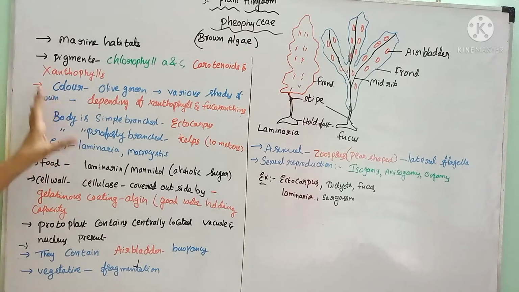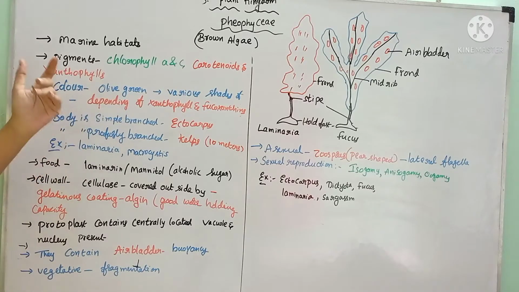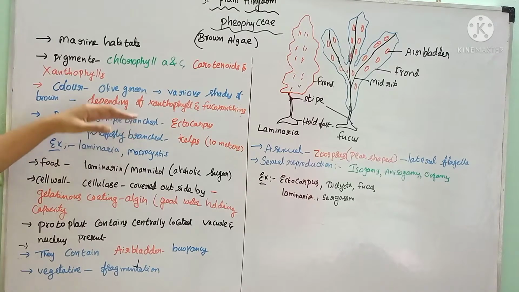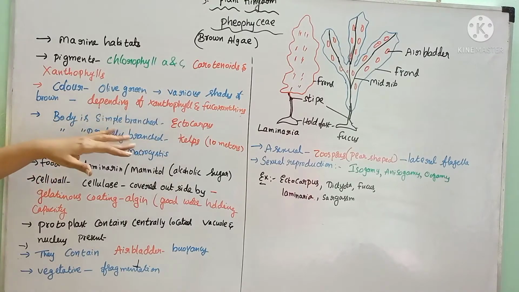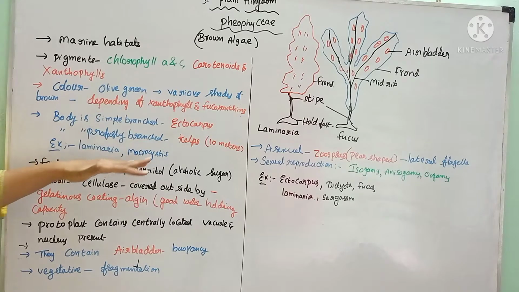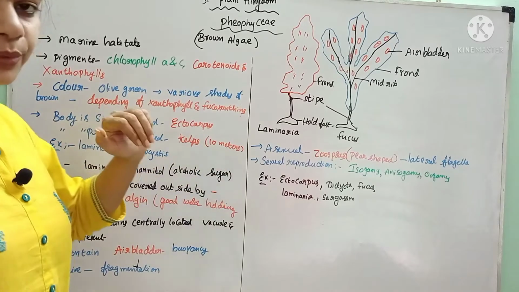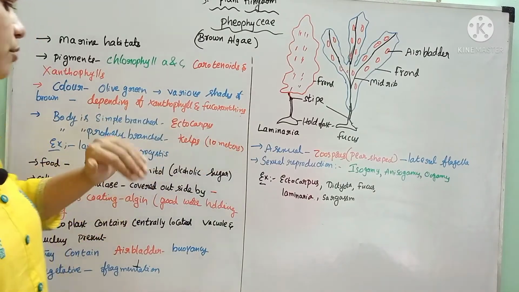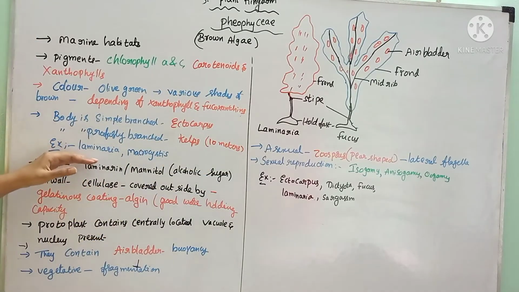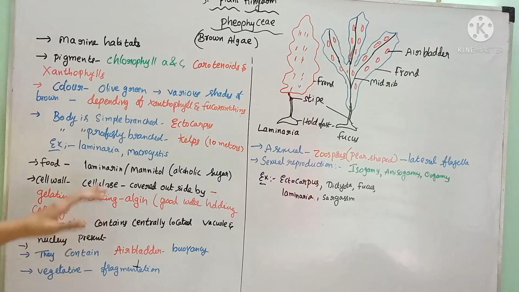The body is simple branched in some and some have profusely branched structures. The simple branched structure is seen in Ectocarpus and highly profusely branched structures are seen in the kelps. These kelps may reach up to a height of 10 meters also. Examples for them are Laminaria and Macrocystis. And the food is stored in the form of laminarin or mannitol. This is nothing but alcoholic sugar.